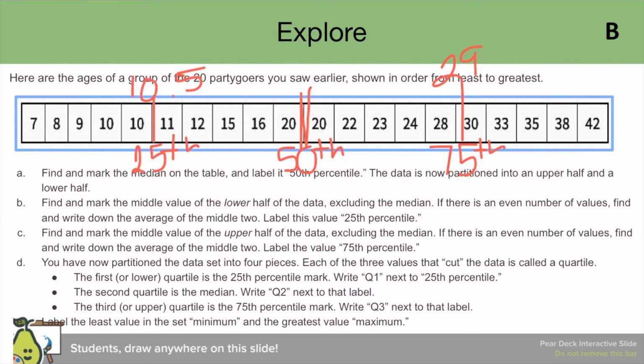Part D. You have now partitioned the data into 4 pieces. Each of the 3 values that cut the data is called a quartile. The first or lower quartile is the 25th percentile mark. Write Q1 next to 25th percentile. The second quartile is the median. Write Q2 next to that label. The third or upper quartile is the 75th percentile mark. Write Q3 next to that label. Label the least value in the set as minimum and the greatest value as maximum.